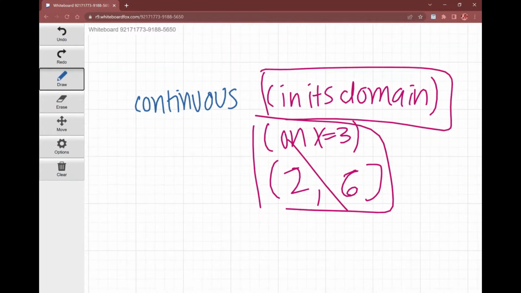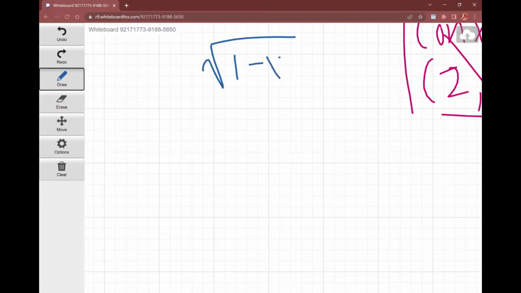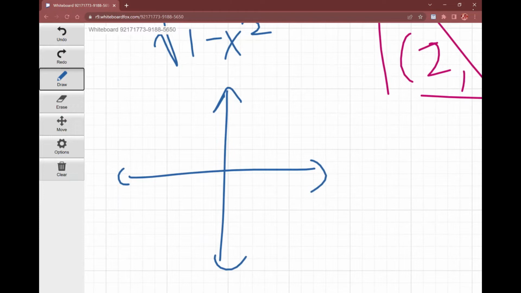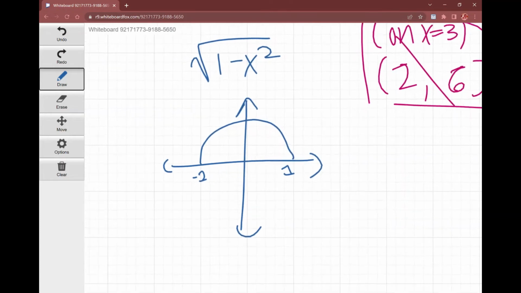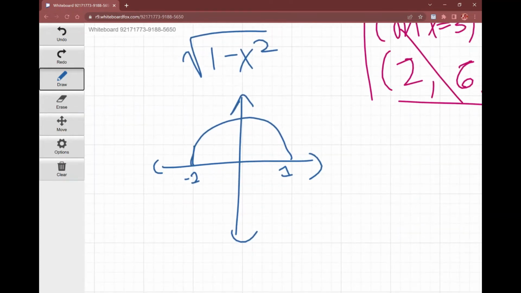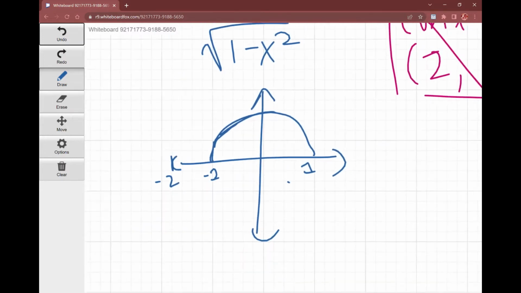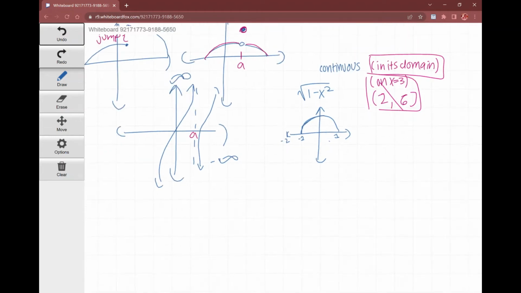So if I take the function square root of 1 minus x squared and I graph it, that's going to be a semicircle like this. And it is a continuous function because if you look, it's all smooth. There are no broken points. But at x equals negative 2, there is just no function. And that doesn't mean it's not continuous there. The function is just not in its domain, so you can't possibly evaluate it. So you would still call this function continuous, even though it does not exist everywhere.